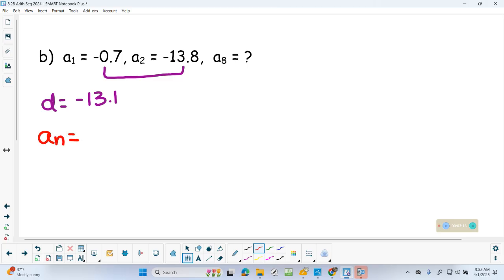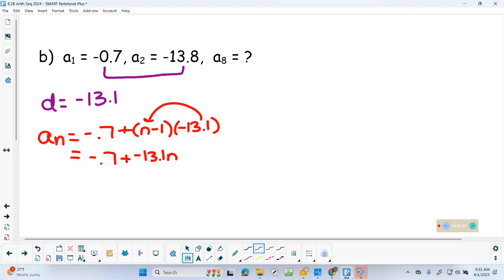Okay, let's write out our formula. First term is that -0.7, plus n minus 1, common difference. You know the drill. We're going to distribute, combine the like terms, all the things. So -13.1 times n. Should have just made that a minus, I guess. And then plus 13.1. All right, I always like the variable first, so I'm going to put the -13.1n first. What's -0.7 plus 13.1? Might need your calculator for that. Got it.